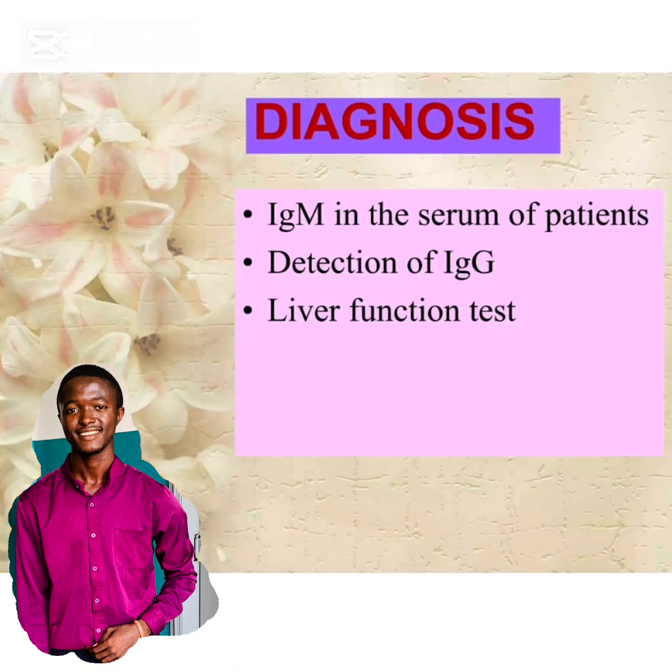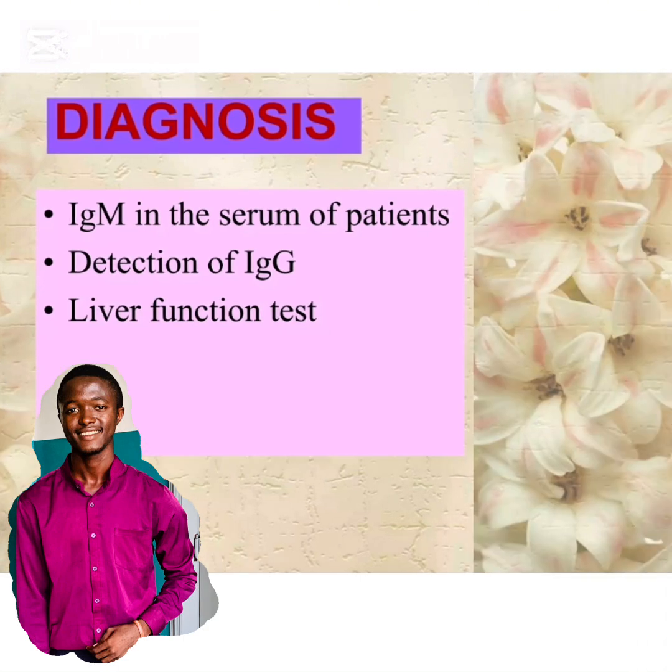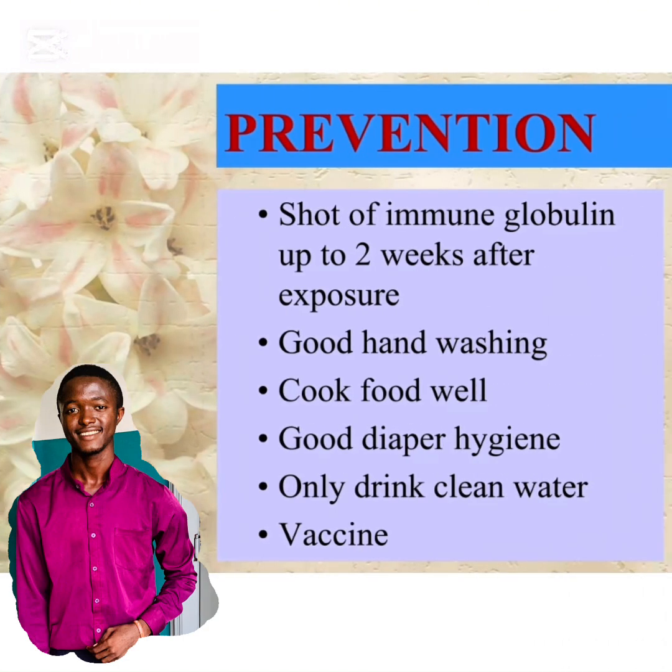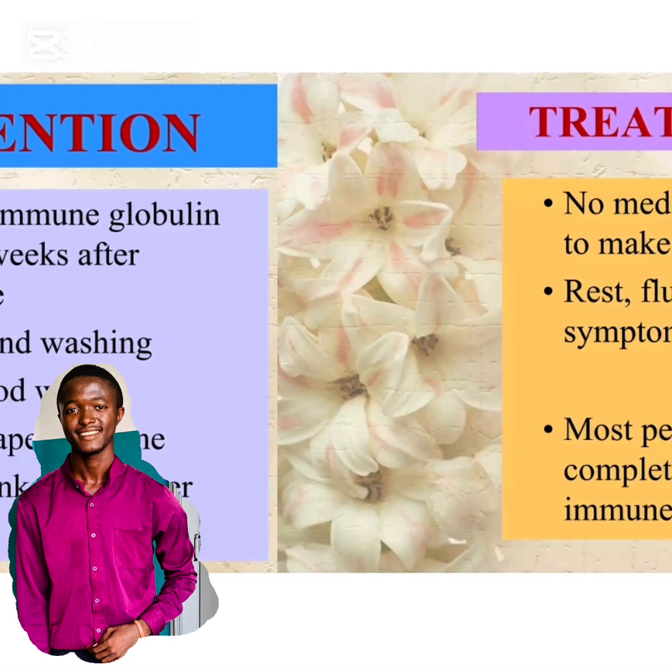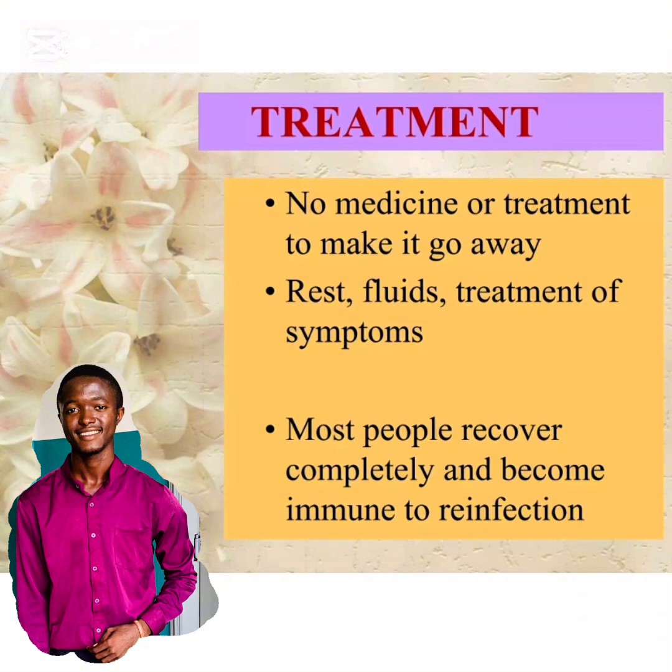Now for the diagnosis, how do we find them? Of course, we use the IgM in the serum. We find the IgM in the serum of patients, also the IgG, immunoglobulin G, and immunoglobulin M. For the prevention, we should of course have a shot of the immunoglobulin within 2 weeks after exposure, and good hand washing, cook food well, and all the other hygienic procedures must be undertaken.